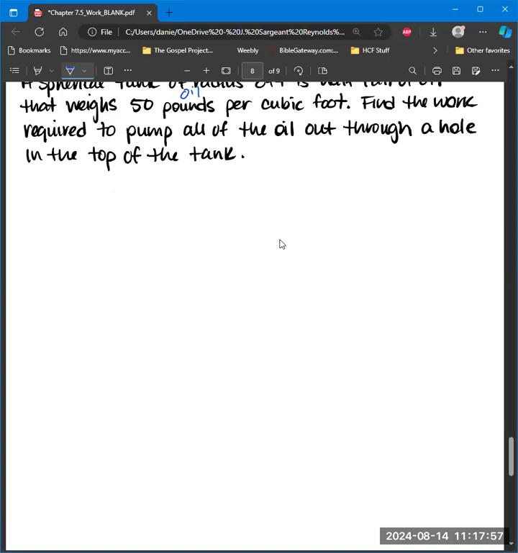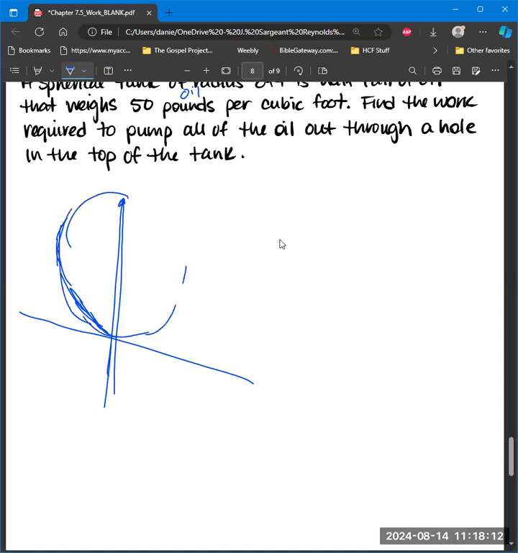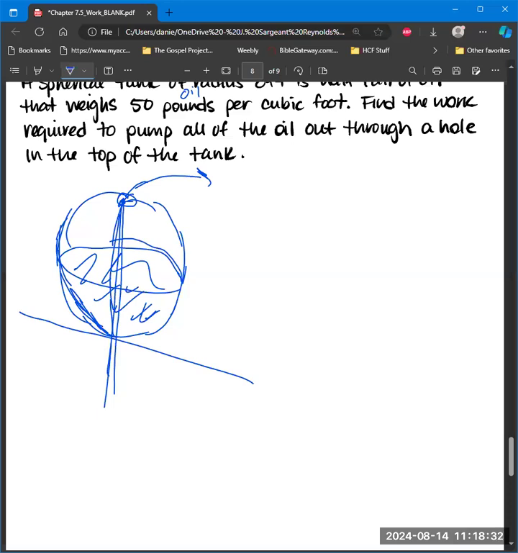tank. So let's draw a picture here. We've got a tank that's in 3D. And I know we don't do a whole lot of 3D in this class, but I'm going to do my best to draw a sphere here, a spherical tank, and we've got a hole in the top here that we're pumping the oil out of. And the tank was half full of oil, like that.